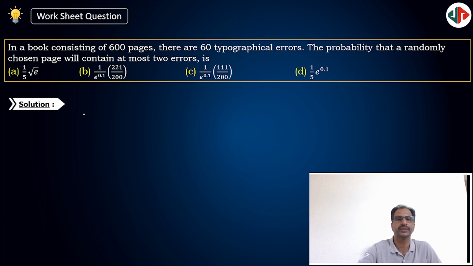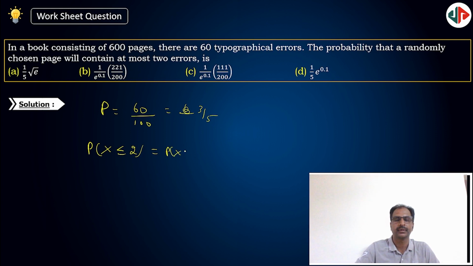In a book consisting of 600 pages, there are 60 errors. So what is the probability of error in a page? 60 by 100, which is 1 by, sorry, 6 by 10 or 3 by 5. The probability that a randomly chosen page will contain at most 2 errors. At most means maximum 2. Maximum 2 means 2 or less than that.